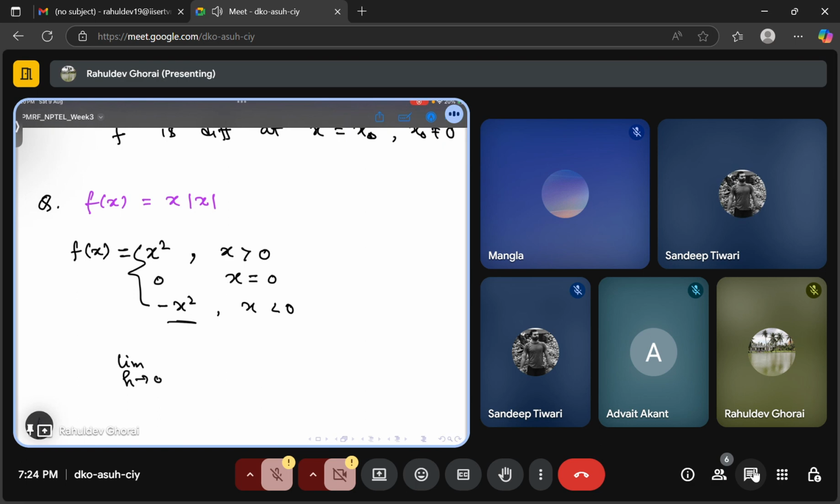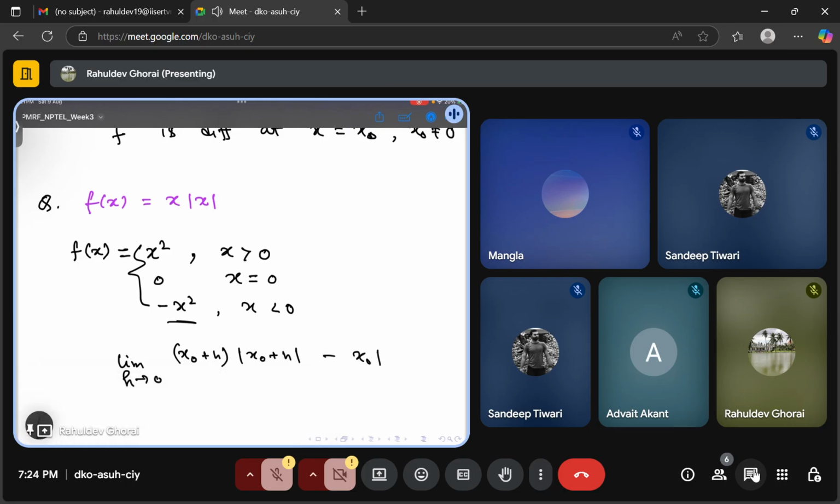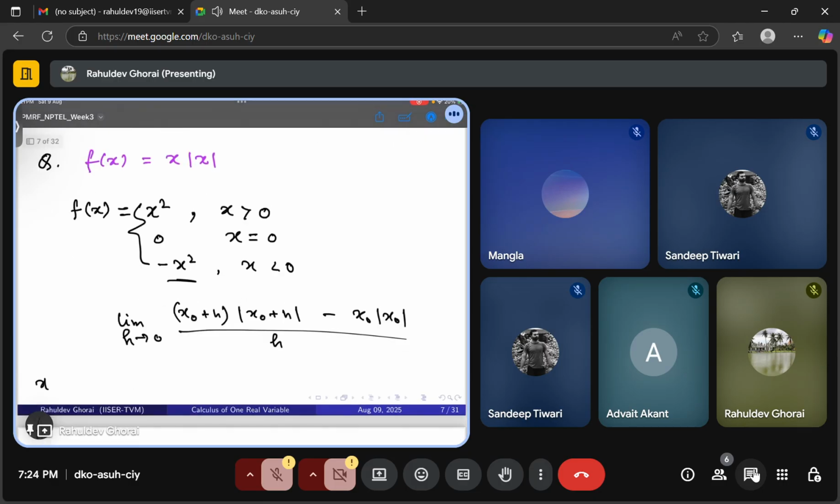But at x equal to 0, you can show it, as h tends to 0, f of x naught plus h, which is x naught plus h times mod of x naught plus h, minus x naught times mod of x naught, over h, right? If you assume x naught is 0 here, then it will be much easier. We are checking for x naught equal to 0, so the limit as h tends to 0 of h times mod h minus 0 over h.